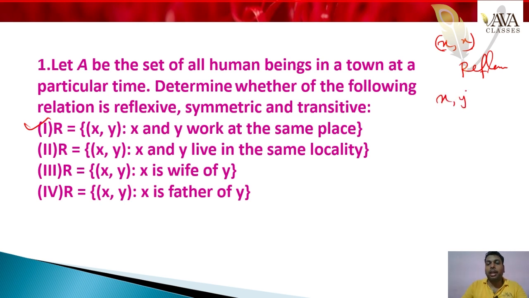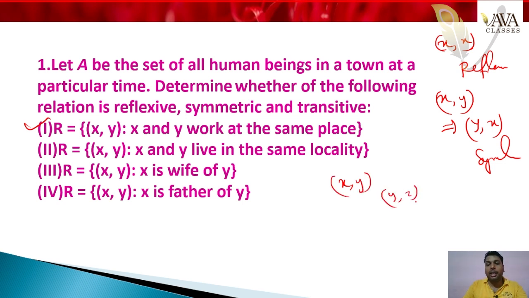If x and y work at the same place, that implies y and x also work at the same place, so it is symmetric. Now x and y work at the same place, y and z work at the same place, so x and z also work at the same place, so it is transitive. So the first relation is reflexive, symmetric, and transitive.